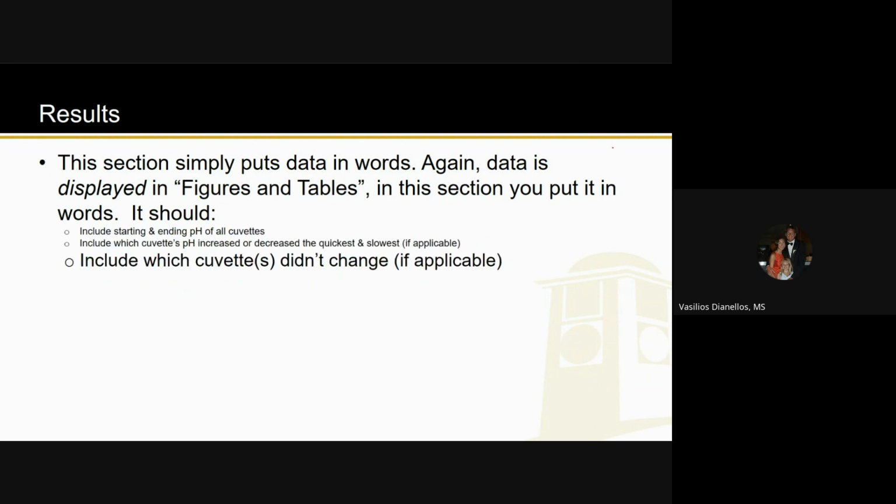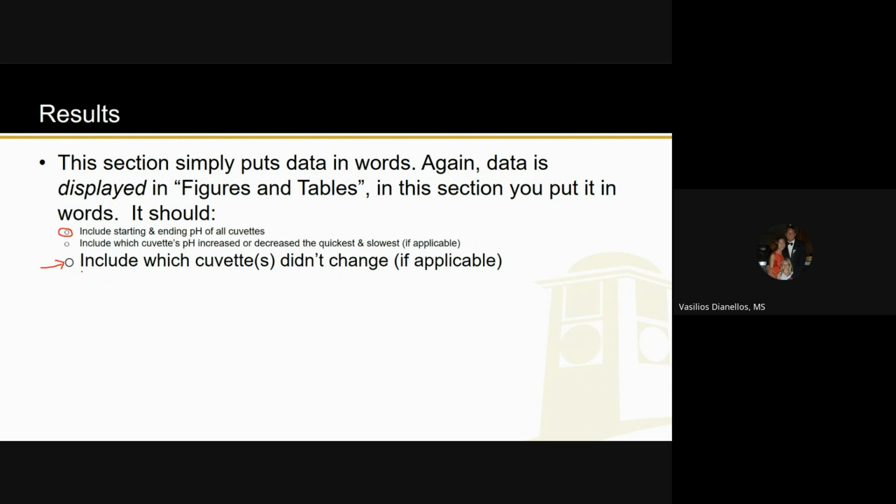If one of them didn't change at all, right? If you had a cuvette that didn't change, again, that seems a little redundant because right here, when you're doing this first bullet point, which no matter what you have to do, right? So if you said this cuvette started at 4, ended at 4, then once again, you'll say it one more time, but your sentence will specifically specify that, right? So you say there was one cuvette that didn't change, and it was the one in the green light or whatever it may be. So that's the results.